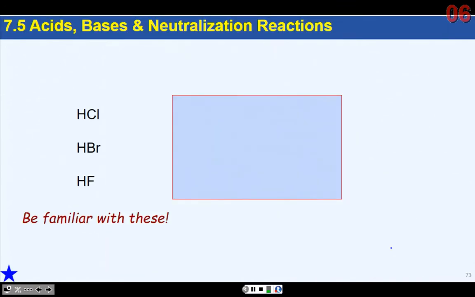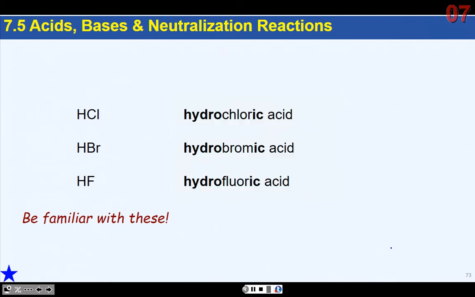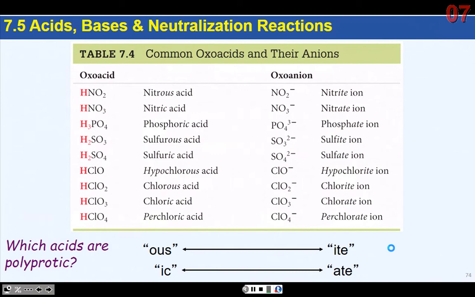Okay, so we need to make sure we remember how to name these things. These 3 halogen acids, we need to know them. So HCl, HBr, and HF have proper names. They're hydrochloric, hydrobromic, hydrofluoric acids, and hydroiodic has the same pattern. That's how we name them. And there's a bunch of other acids that come from oxoanions.